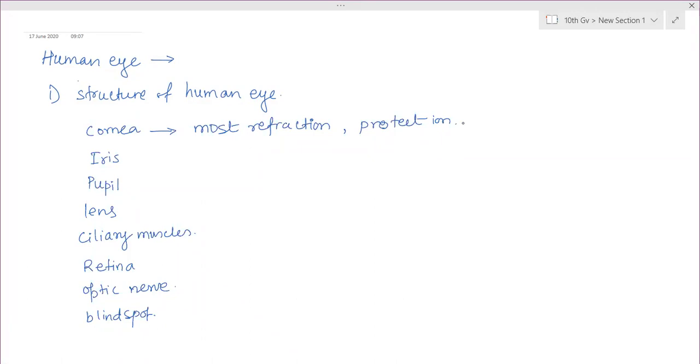Then the next part is iris. What is the main function of iris? Ma'am, it controls the size of pupil by contraction and relaxation. Yes, it regulates the amount of light entering the eye, that is pupil. Okay, both iris and pupil work together. Pupil is just a hole between the iris muscles. Iris muscles surround the pupil, that hole.